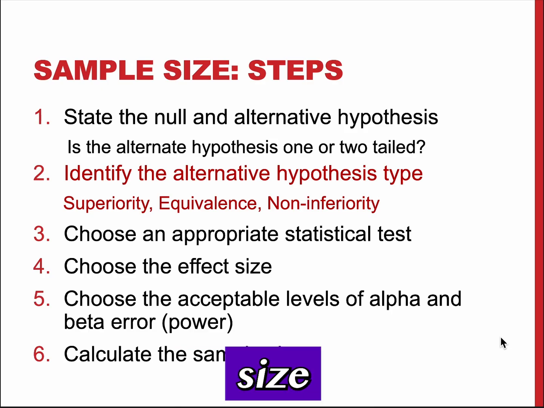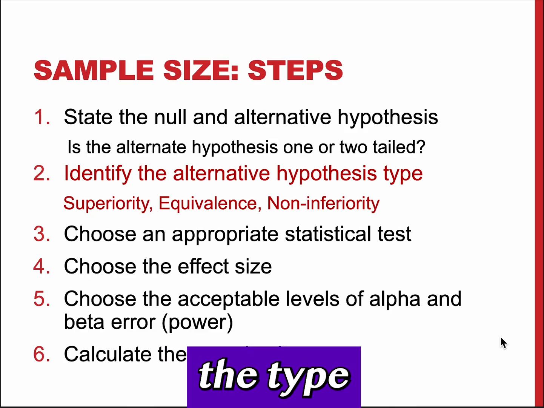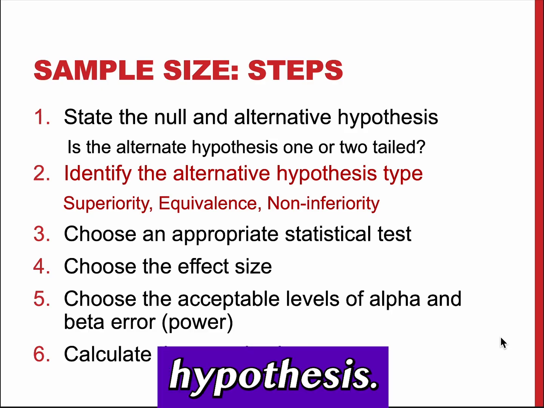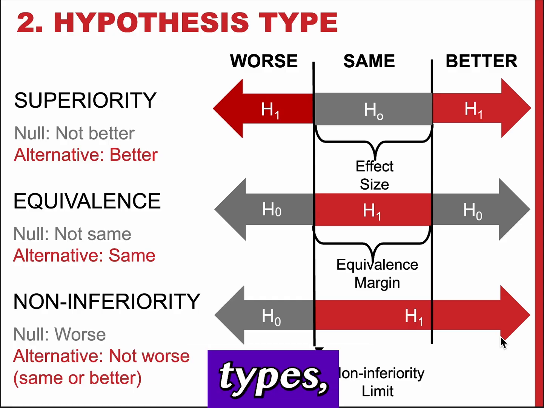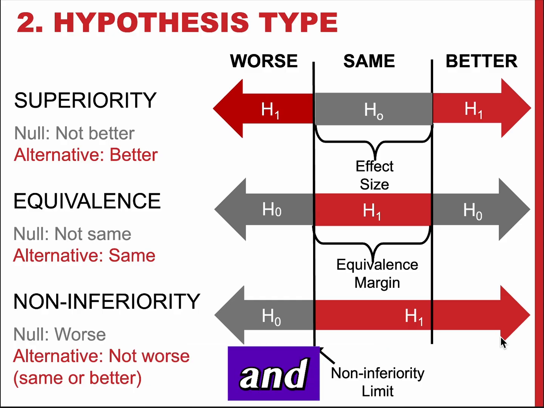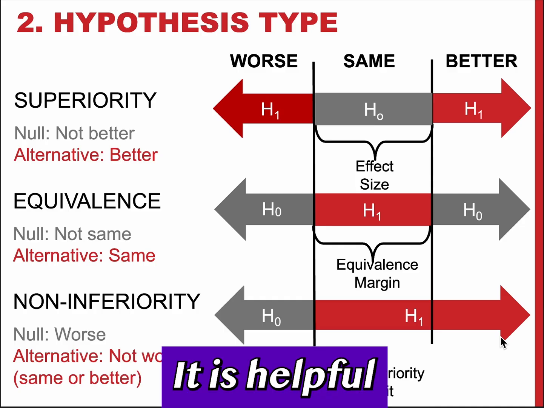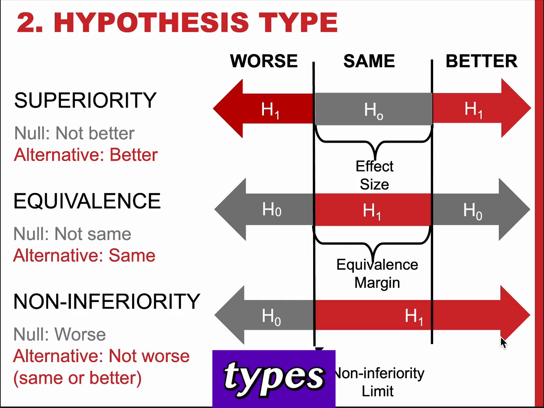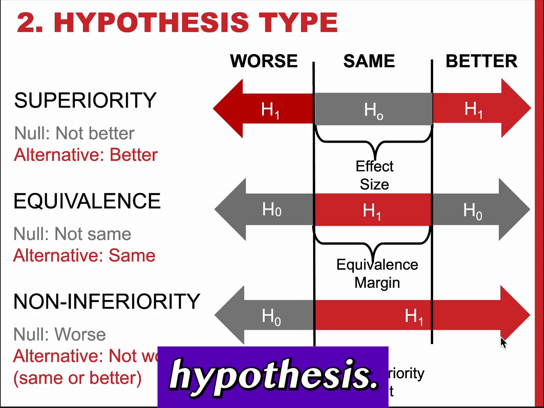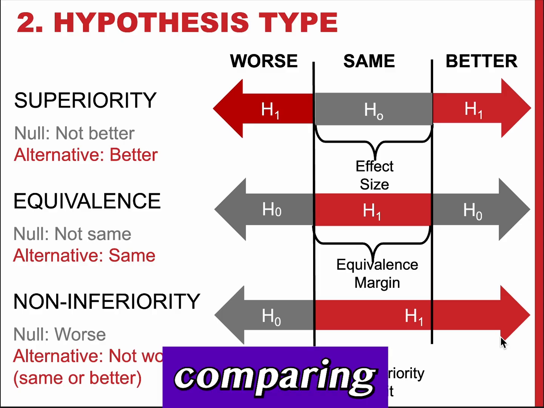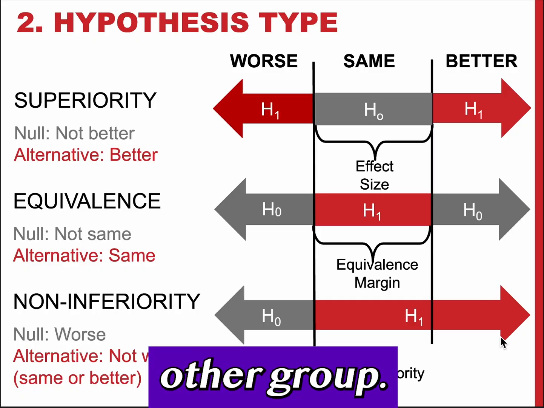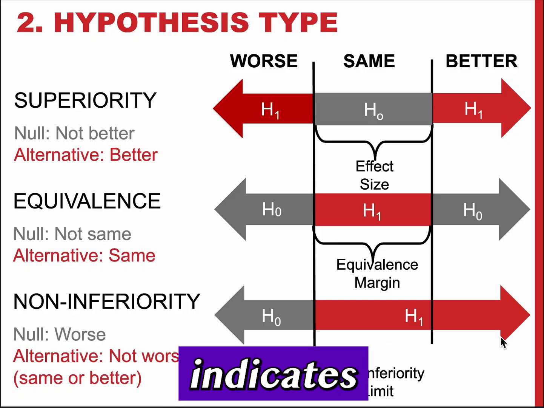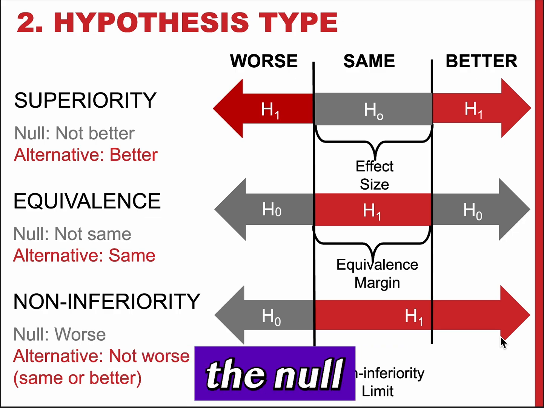Step 2 in sample size determination is identifying the type of alternative hypothesis. This slide illustrates the three hypothesis types: superiority, equivalence, and non-inferiority. It is helpful to remember that each of the hypothesis types are named for their alternative hypothesis. When comparing two groups, one group can be the same, better, or worse than the other group. The red portion of the arrow indicates the alternative hypothesis, and the gray portion of the arrows indicate the null hypothesis.